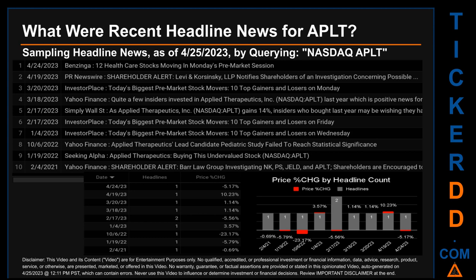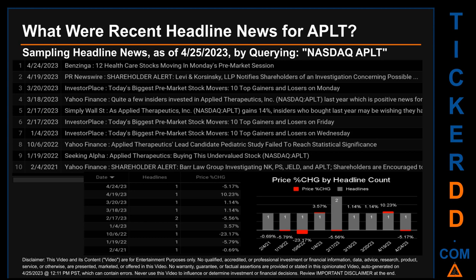Wednesday, April 19, 2023 was the day with the highest percentage change in price when we compare opening versus closing price for the ticker. The day saw a jump of 10.23% when APLT opened trading at 0.88 and closed at 97 cents. There was one found headline when PR Newswire published the headline that read, Shareholder Alert: Levi and Korsinsky, LLP notifies shareholders of an investigation concerning possible.